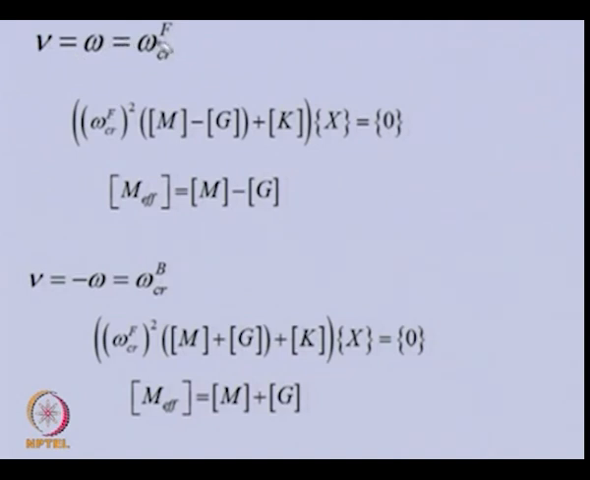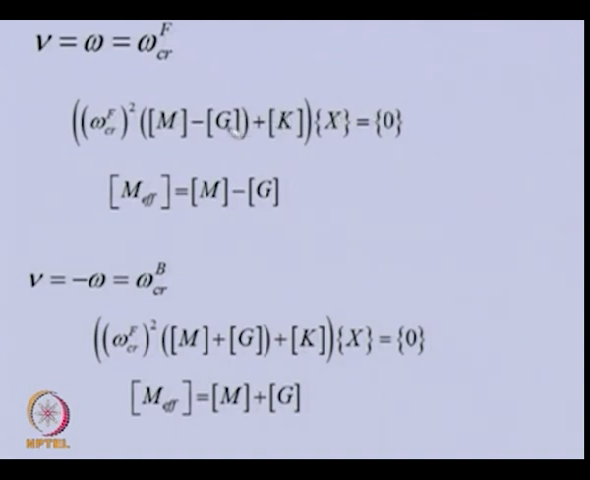So, if we substitute this expression in the previous equation, that can be arranged like this, because m was having nu omega square. So, we now have omega critical f square. G was having nu into omega. Now, they will make a term of omega critical f square. That we have taken common, and the K matrix is equal to this.